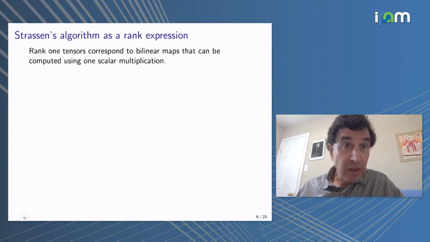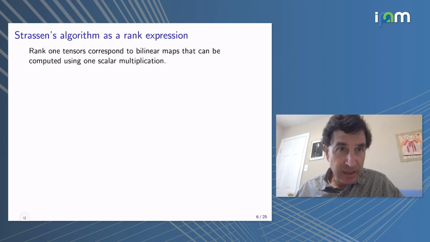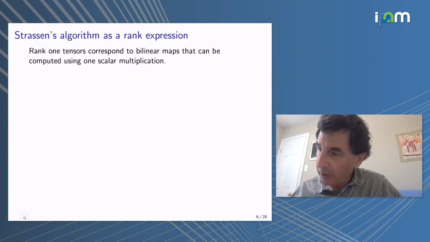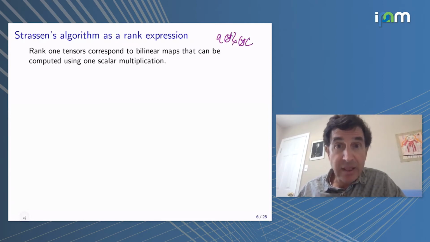Now, we talked about tensor rank, and a rank one tensor is a tensor of the form A tensor B tensor C. A general tensor is a sum of terms like that. And if you have a rank one tensor and you consider it as a bilinear map, it corresponds to a bilinear map that can be computed using just one scalar multiplication.